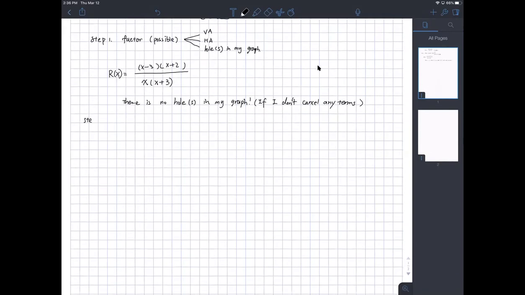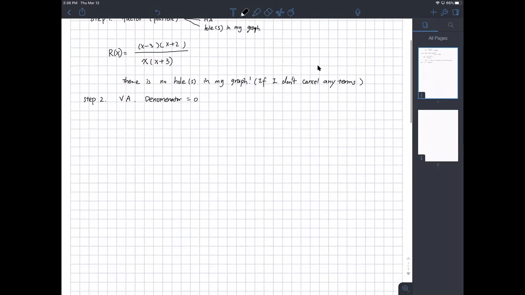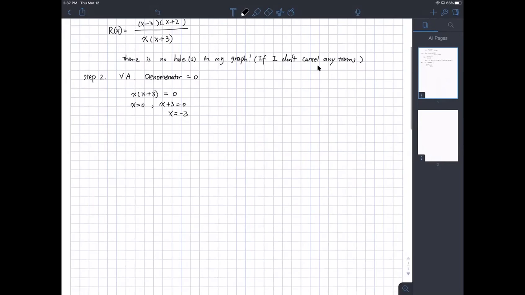And then step 2 is when I'm looking for the vertical asymptote. Now I'm going to look at my factored form function. To find the vertical asymptote here, I will let the denominator equal 0. So I'm going to let x times x plus 3 equal 0, which gives x equal to 0 and x plus 3 equal to 0. If you solve for x, we've got x equal to 0 and x equal to negative 3.